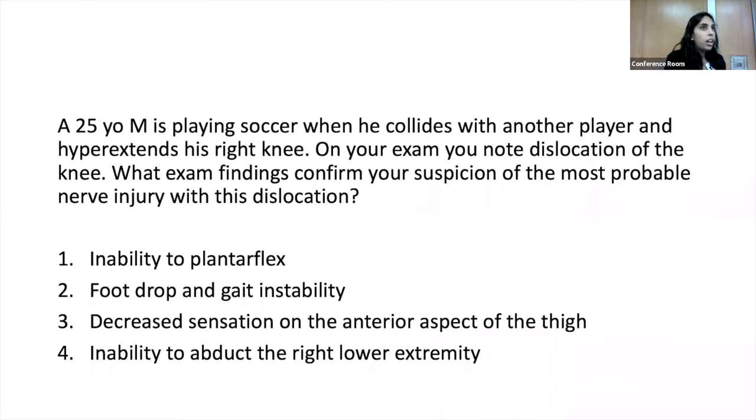All right. A 25-year-old male is playing soccer when he collides with another player and hyperextends his right knee. On your exam, you note discoloration of the knee. What exam findings confirm your suspicion of the most probable nerve injury with this dislocation?